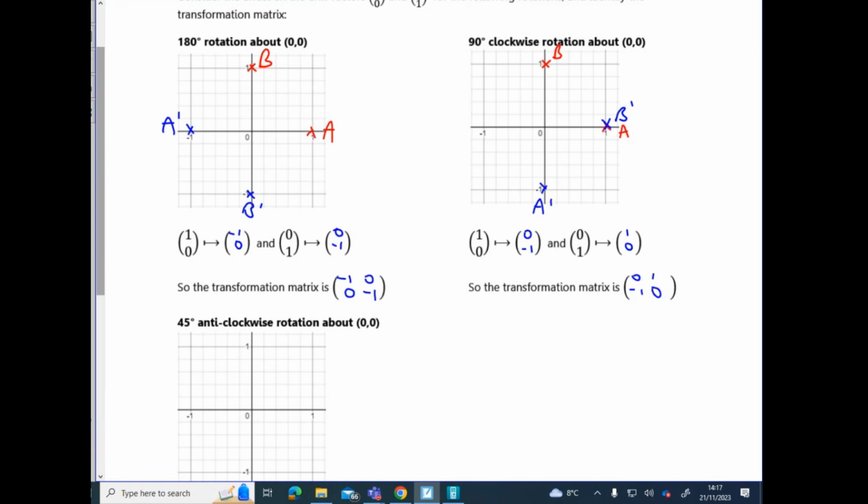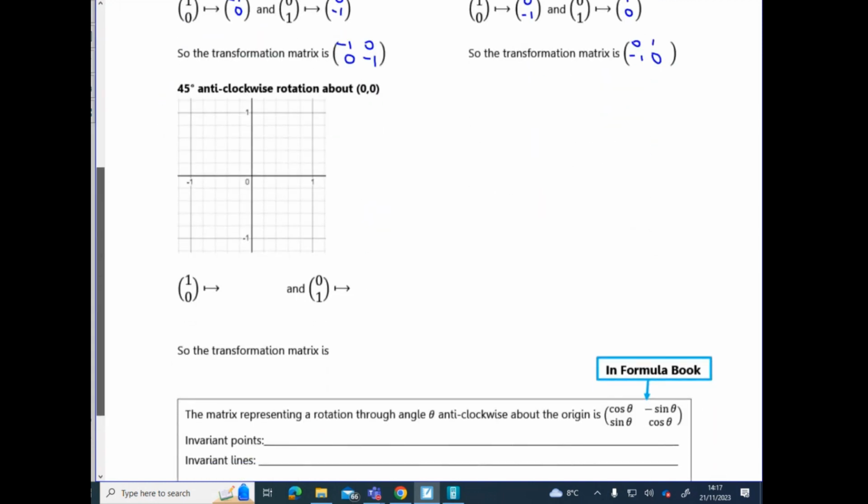So the transformation matrix for rotation 90 degrees clockwise around the origin is that. You could do a similar sort of thing for 90 degrees anti-clockwise as well. You have to remember this. I mean, you can work them out every time. That's what I do. I don't know mathematics. That's really cool.